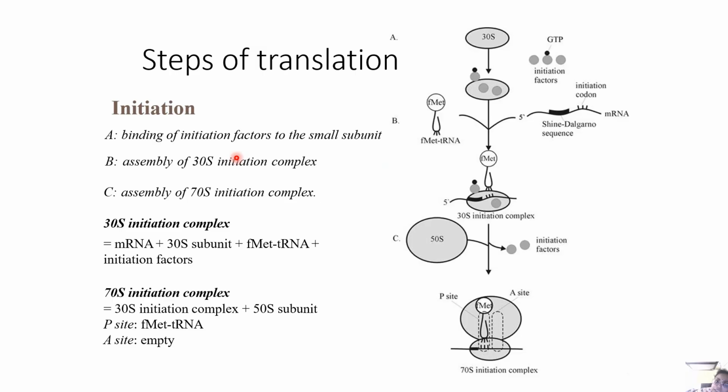Now, what are the steps of translation? Binding of initiation factors to the small subunit, assembly of the 30S initiation complex, assembly of the 70S initiation complex. The 30S initiation complex consists of mRNA, 30S subunit, fMet tRNA, and initiation factors, and the 70S initiation complex is the 30S initiation complex plus the 50S subunit.